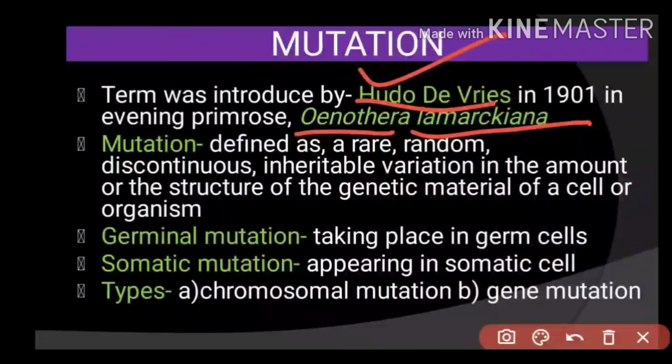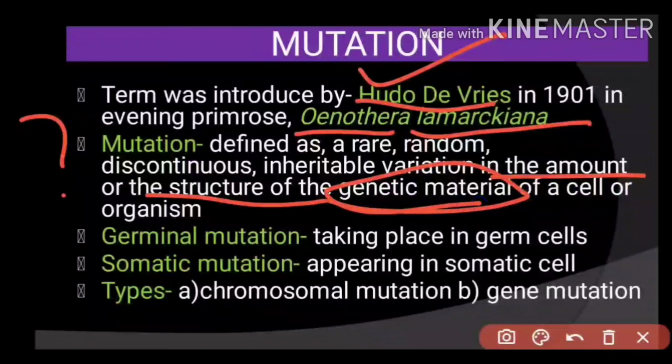Now the question arises here: what is mutation? How will you define mutation? Mutation is defined as the change in the amount or the structure of the genetic material. If there is any change in the structure, any part of the chromosome is deleted or inserted, then we can say there is a change in the structure, or the amount of the genetic material is doubled. So it leads to mutation.